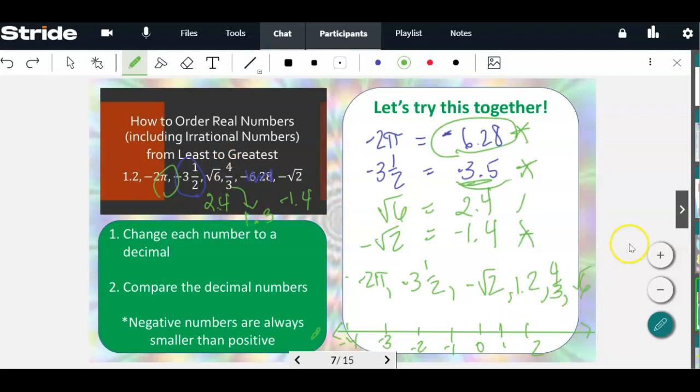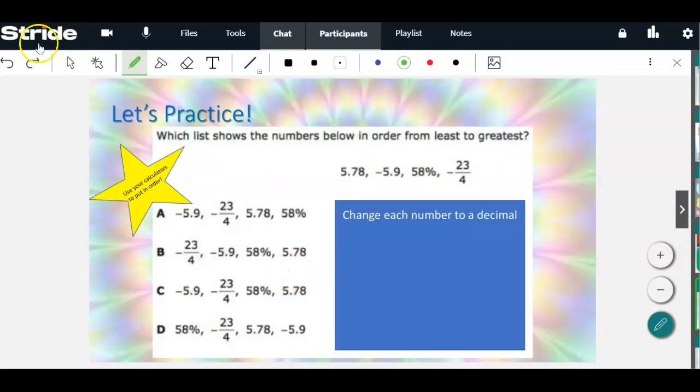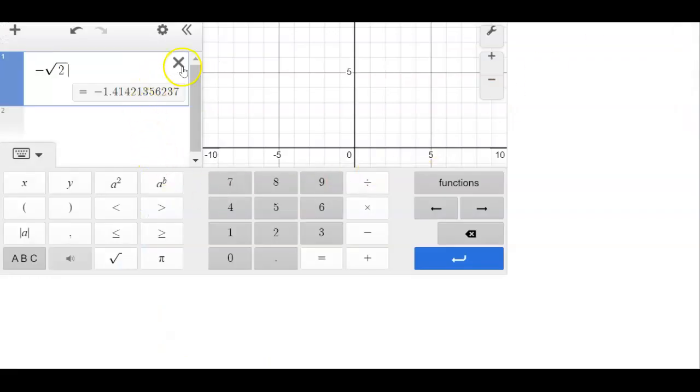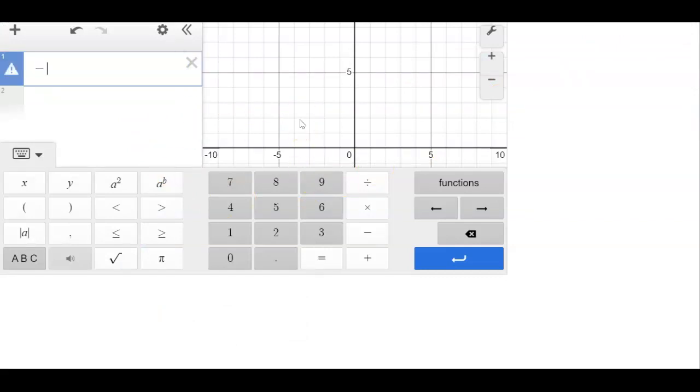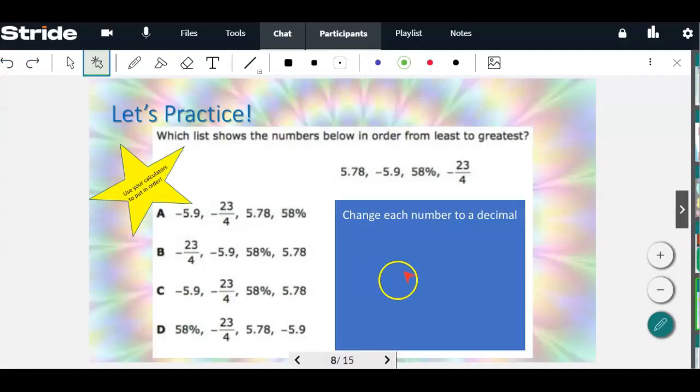Okay, that's just one example. Let's try a couple more. We're limited to 15 minutes, so we have to be careful. All right, so let's try this. We've got 5.78, negative 5.9, 58%, and negative 23/4, least to greatest. So let's focus on our negative numbers first. This is already a decimal, so let's change negative 23/4 to a decimal. We're going to do 23/4. That's negative 5.75.